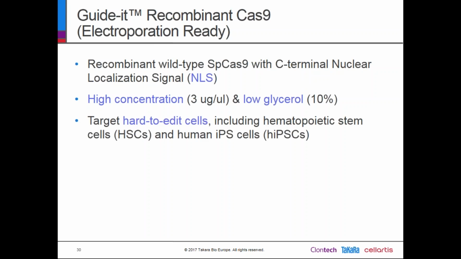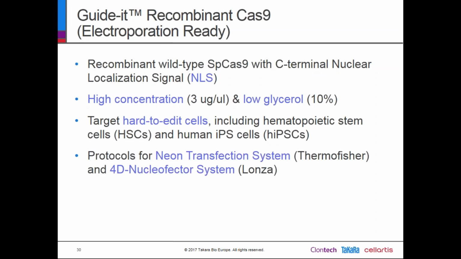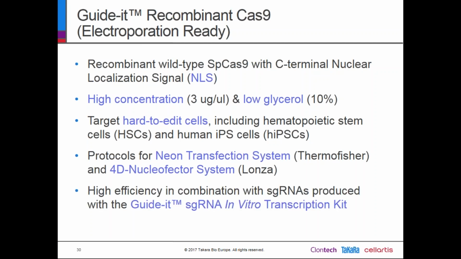And in the following slides I would like to show you that electroporation can also be used to target hard-to-edit cells, including hematopoietic stem cells and also human iPS cells. And we provide protocols for the neon transfection system and the 4D nucleofactor system from Lonza in the protocol of the recombinant protein. And what we also found is that we achieved very high efficiency in combination with guide RNAs produced with the in vitro transcription kit that I explained at the beginning.